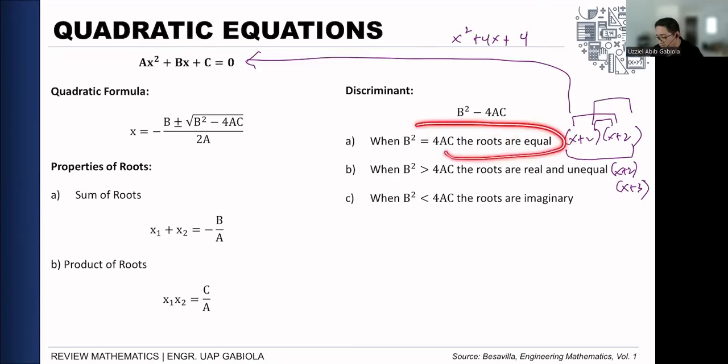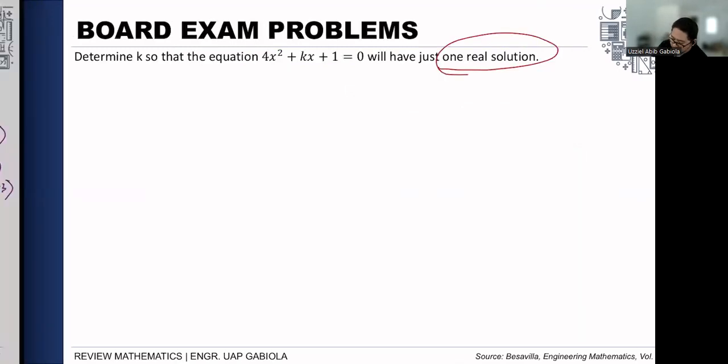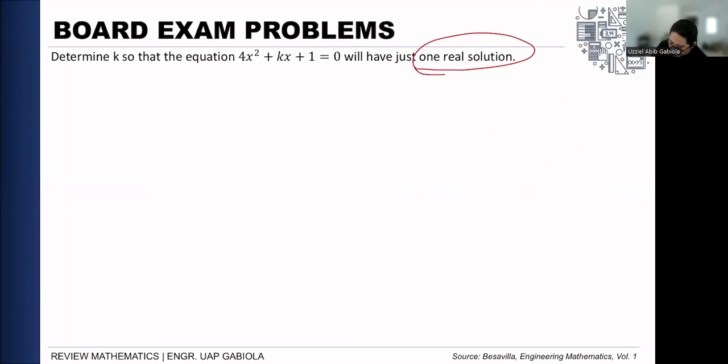So this is what we can use right away: b squared is equal to 4ac. But what are the values? Our equation is 4x squared plus kx plus 1. So our a is 4, our b is equal to k, and our c is equal to 1.